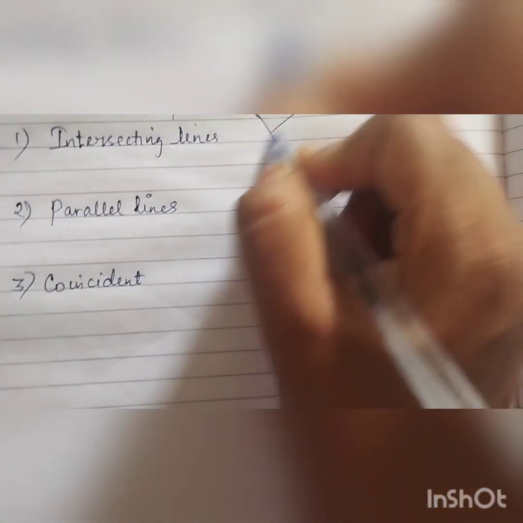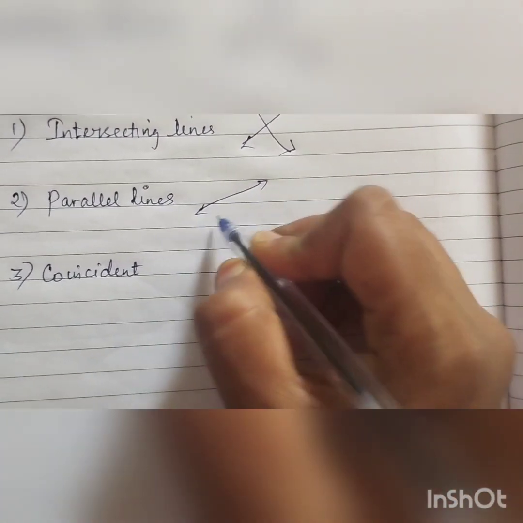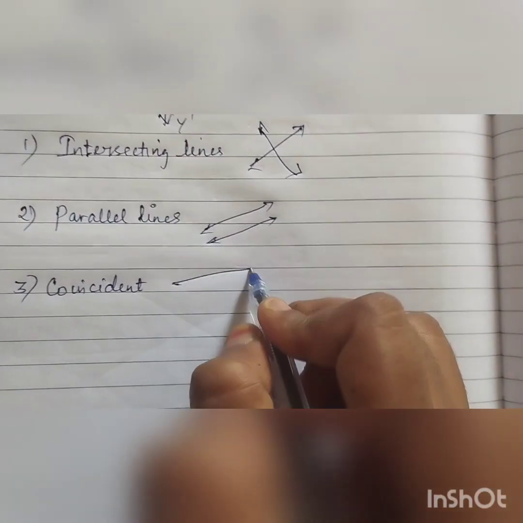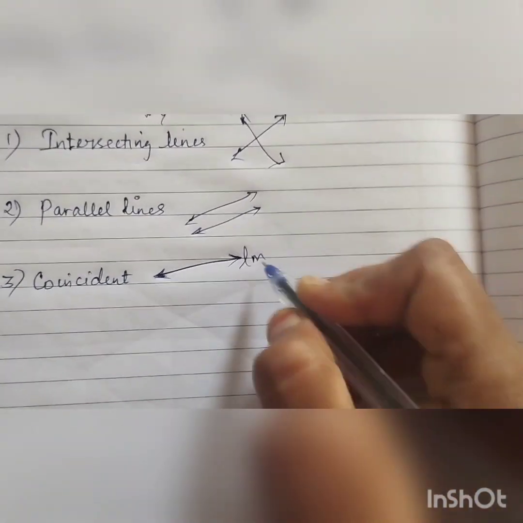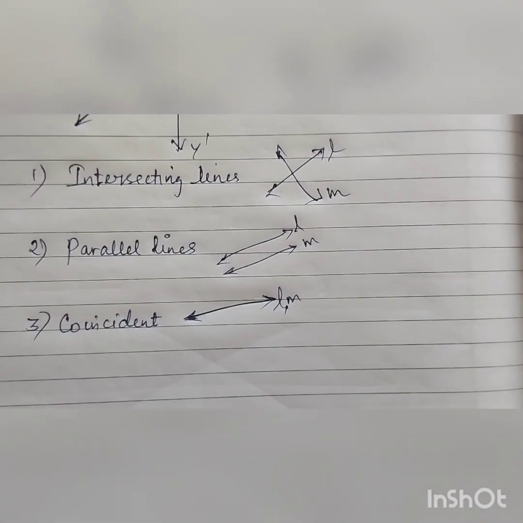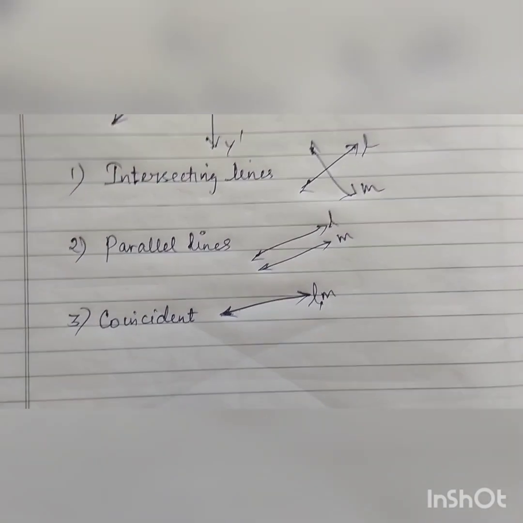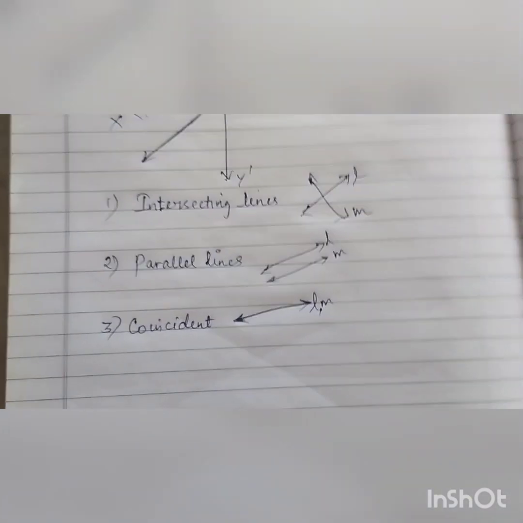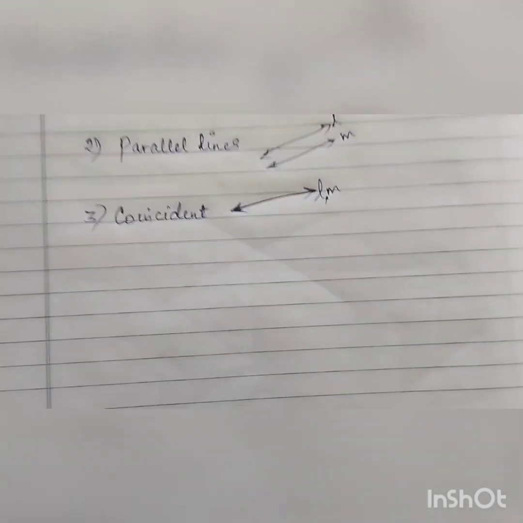So you have lines like this: two parallel lines, and the other one may be coincident lines, L and M both being the same. Now, on comparing the ratios, if the linear equations are given, how do we compare the ratios and find out whether they are intersecting lines, parallel lines or coincident lines?